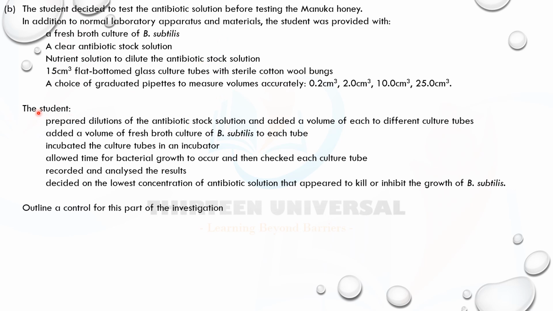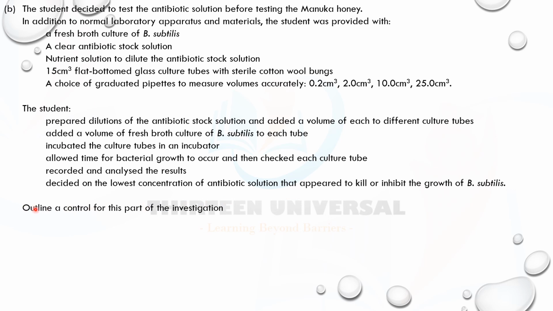The student prepared dilutions of the antibiotic stock solution and added a volume of each to different culture tubes. The next thing he did, he added a volume of fresh broth culture of B. subtilis to each tube. After adding the prepared antibiotic solution, he allowed time for bacterial growth to occur, and then checked each culture tube, recorded and analyzed the results. He decided on the lowest concentration of antibiotic solution that appeared to kill or inhibit the growth of B. subtilis.